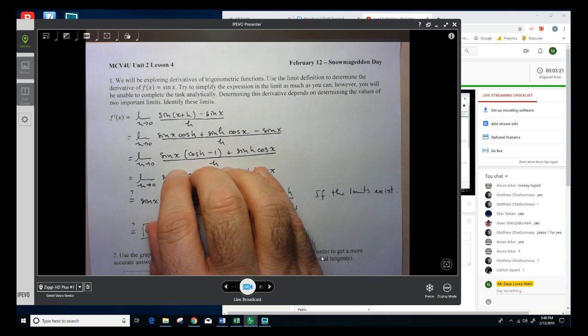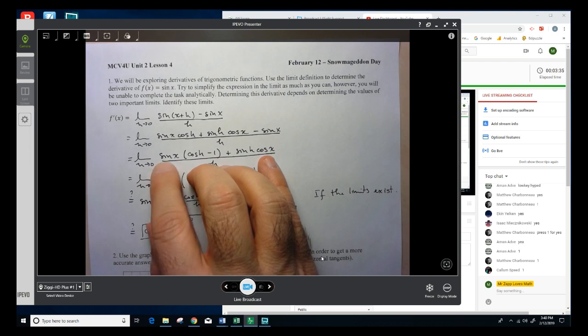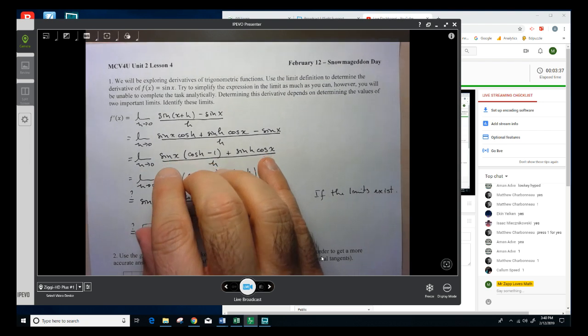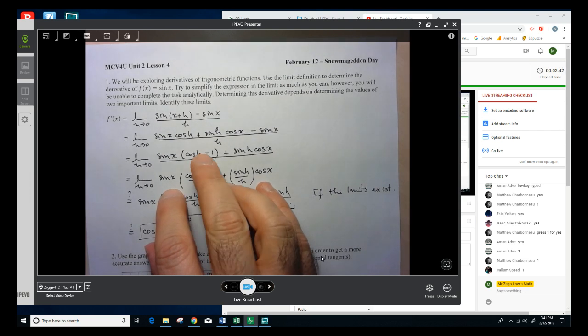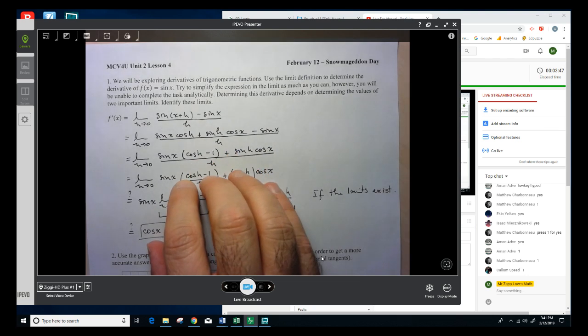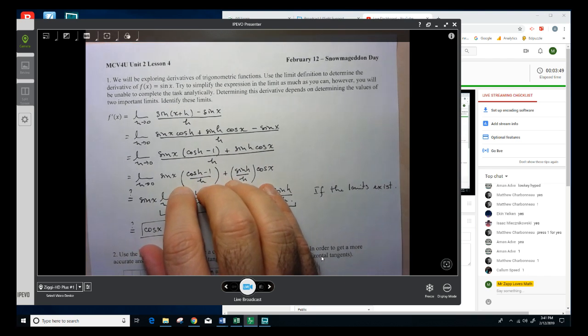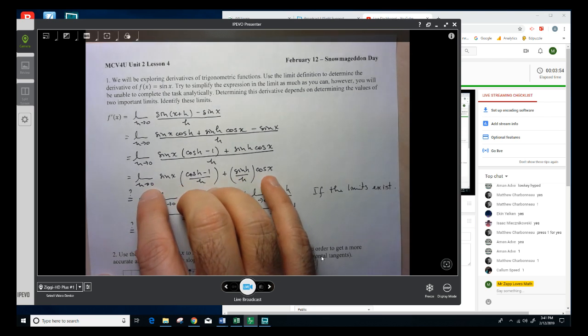So this is where we have to start being a little clever. The idea is to try to get all the h's together, and also to notice that this sine x and this cos x, with respect to the limit, are just constants. So that's what I do next. I play around with things a little bit. I divide out the h to both terms in the numerator, and next thing you know, I end up with this here. So I ask myself, can I split up this limit like we used to do in the past?